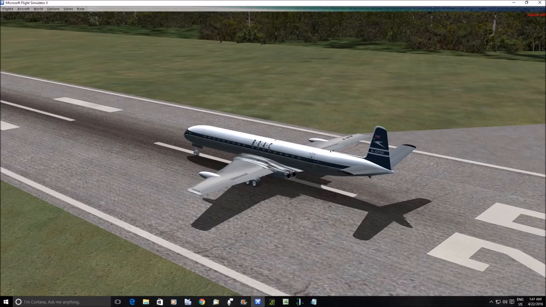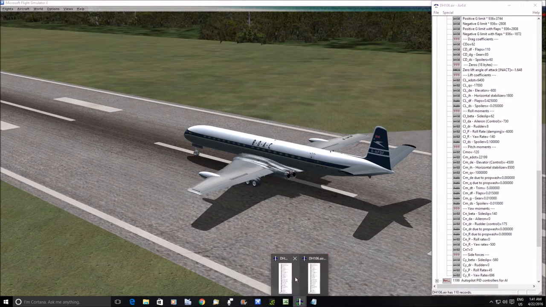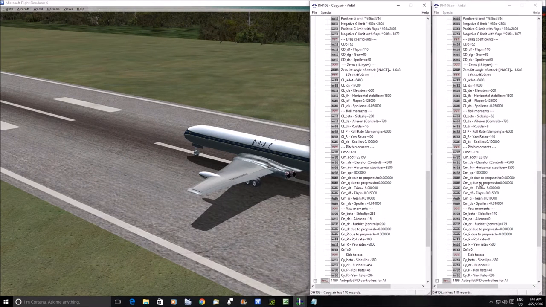Last but not least, we're going to look at the yaw control and stability. And I finally got this thing to the point where I like how it flies. So I think we'll start off by showing you what I've changed in the yaw axis here. Yaw moments. And then we'll do a bit of a test flight and I'll demonstrate what some of these things do.